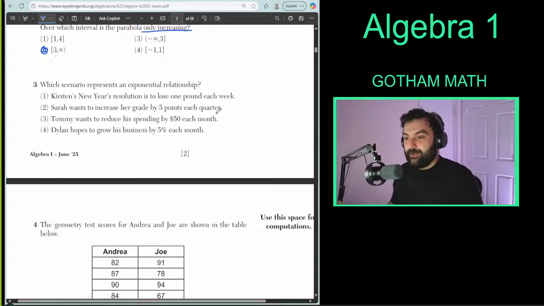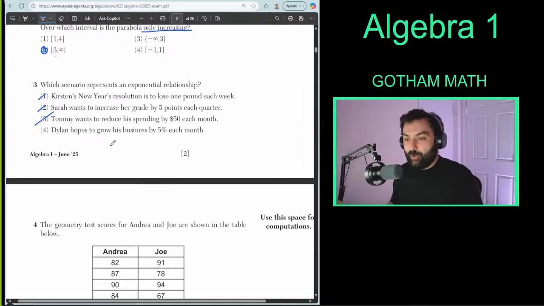Okay. So anyways, 1 pound each week means that she's gonna lose consistently 1 pound. It's not gonna be 1 pound, then 2 pounds, then 3 pounds. It's just 1 pound each week. So it is linear. Wrong. Not exponential. Sarah wants to increase her grade by 5 points each quarter. Still linear. By 5 points, by 5 points, by 5 points. No. Tommy wants to reduce his spending by $50 each month. Same idea. By $50 down.